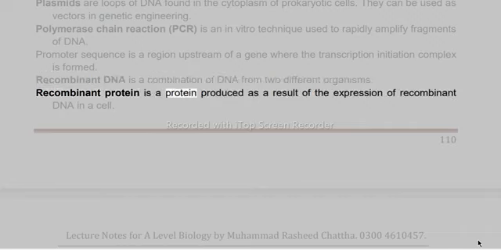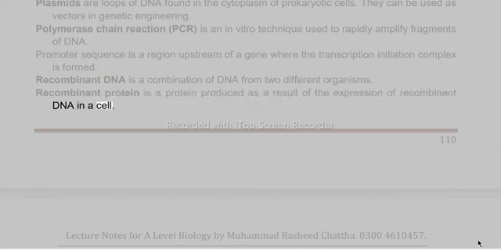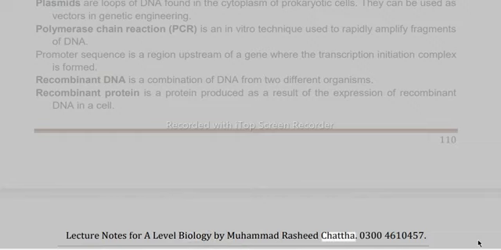Recombinant protein is a protein produced as a result of the expression of recombinant DNA in a cell.